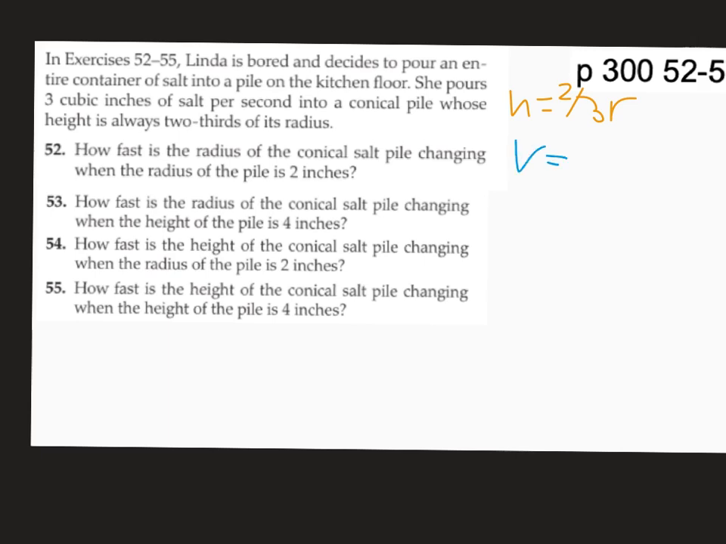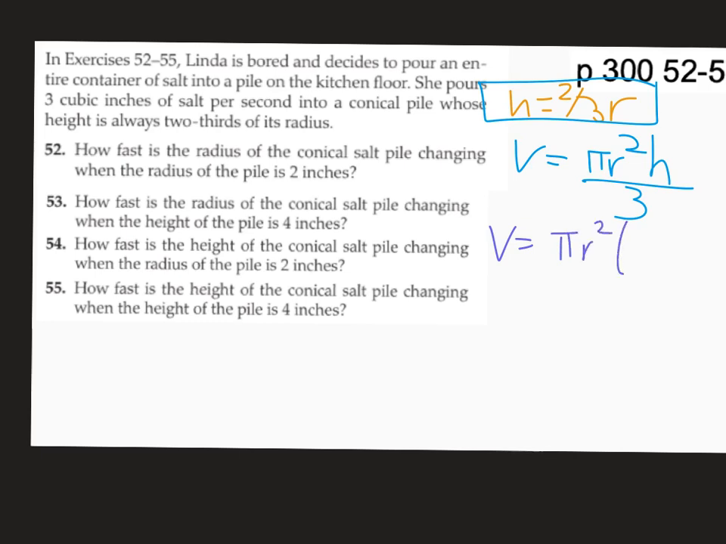So the volume of a cone is the area of the base times the height divided by 3. So the area of the base is a circle times the height divided by 3. We learned that the height was always 2/3 of the radius. So that means the volume is pi r squared 2/3 r over 3, which using the magic of algebra is 2 pi r cubed over 9.